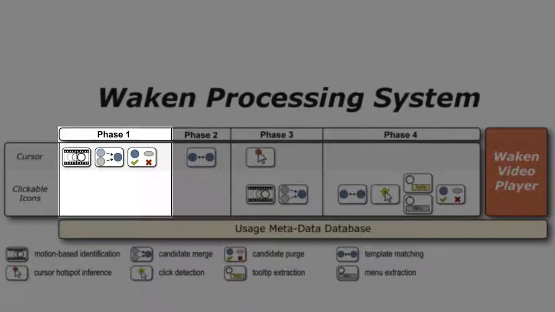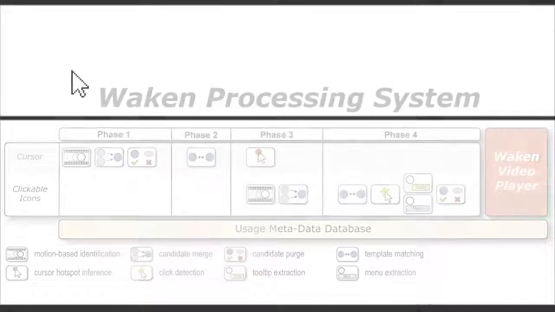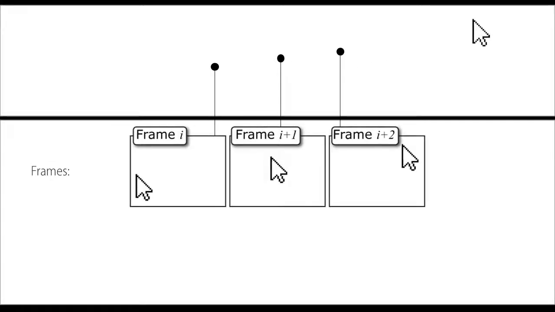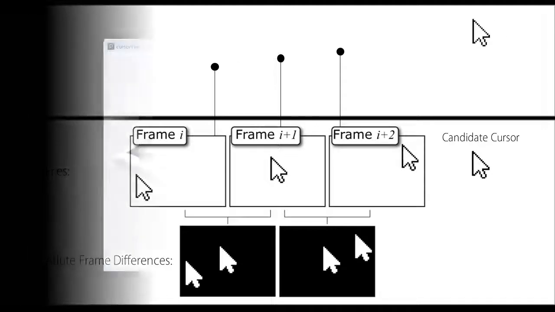Phase 1 makes a pass to identify possible cursors from the motions in the video. In order to remain application independent, we make no assumptions about the cursor appearance, but instead extract the cursor appearance from motion patterns in the video. To identify cursor candidates, Waken searches for 3 consecutive frames where only the cursor moves, which creates an easily recognizable pattern in the resulting 2 frame differences. If all of the contours match in these frame differences, then it is considered a candidate cursor.